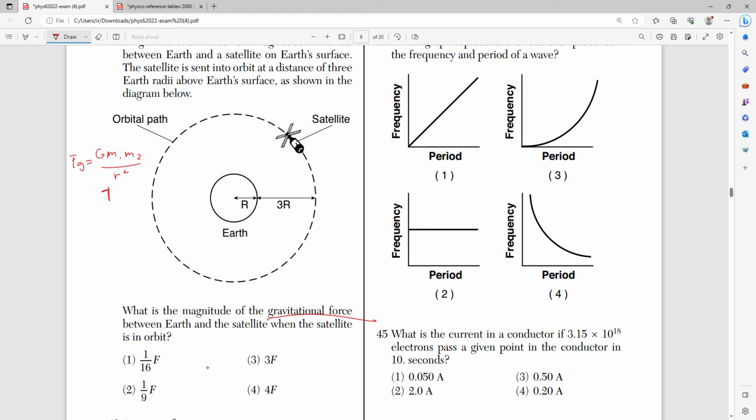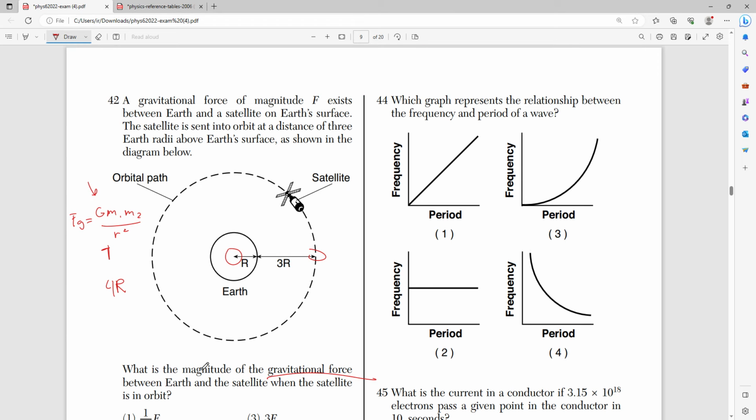I'm going to have to divide this top value by the distance between the two radii, so between the radius of the satellite and the radius of the Earth. They give us that the radius of the Earth is r, and the distance is 3r. So the total distance is r plus 3r, which is 4r. So really r squared becomes (4r) squared.